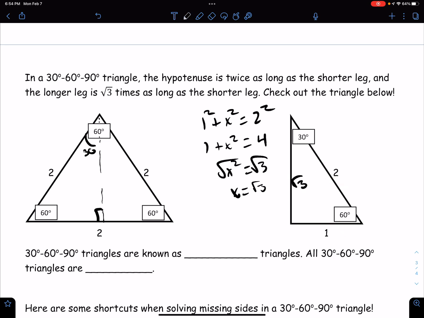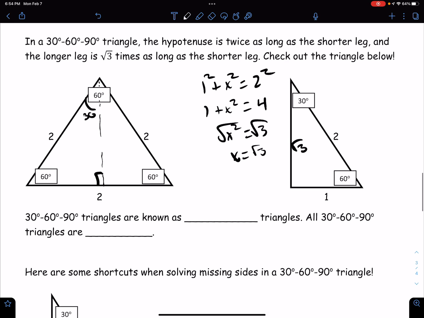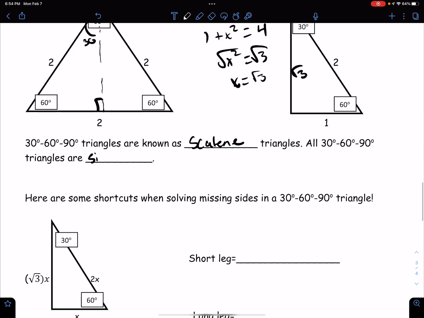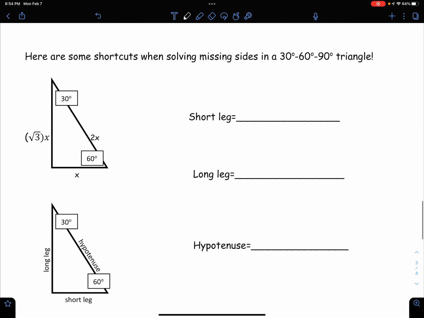So that fits there. So I said that all 30, 60, 90 triangles are known as what? Scalene triangles. So all 30, 60, 90 triangles are similar. And again, similar means that the angles are the exact same, right? So the lengths of the sides can be different, but I just know that the angles have to be the same.